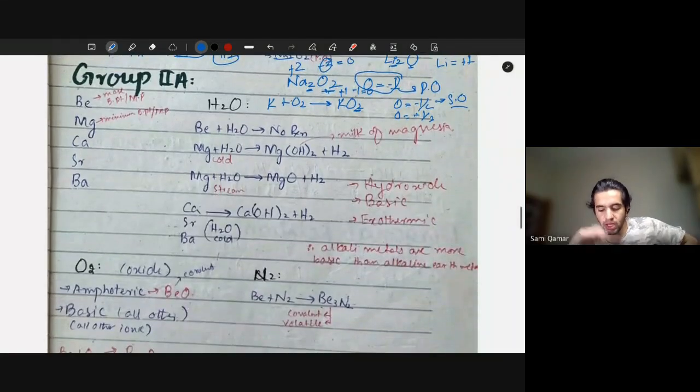Okay, now let's talk about group 2. For group 2, we have these elements: beryllium, magnesium, calcium, strontium, and barium. Barium is radioactive, and that's why we will have fewer reactions. Beryllium has the maximum boiling point and melting point, but there is just one exception. As we know, from top to bottom the melting point and boiling point decrease. Instead of barium having the least melting point and boiling point, magnesium will have the least. This is the exception that you should have in mind.